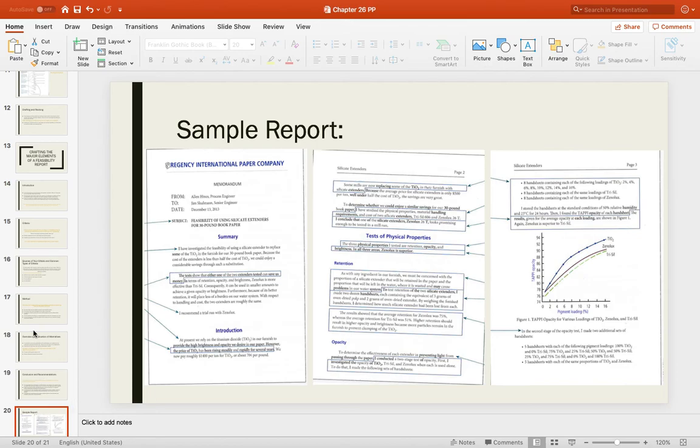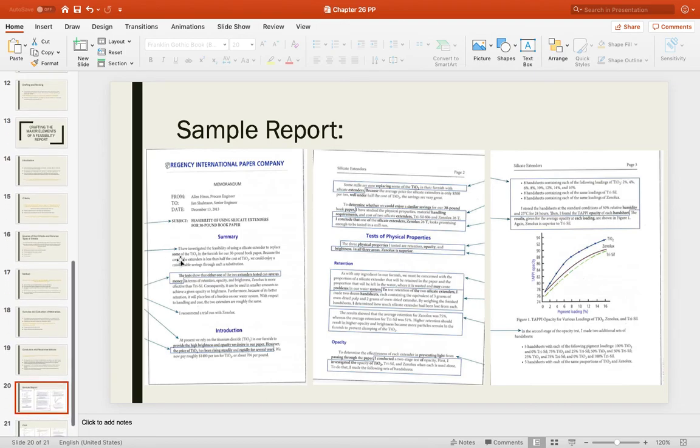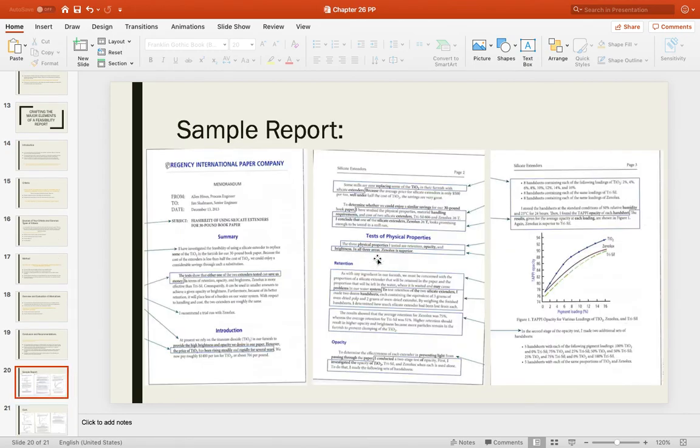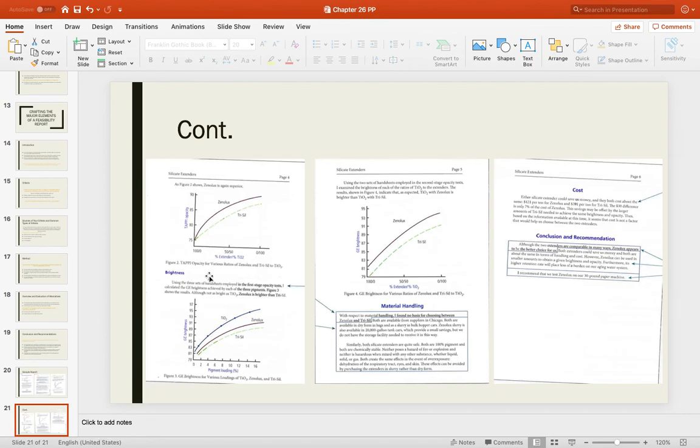And lastly, I wanted to present a sample report so that you can base your feasibility reports in the future off of this. So we have the summary, introduction, some tests, some graphs, and more information that will answer readers' questions on the why and the what. And lastly, we have the conclusion and the recommendation.